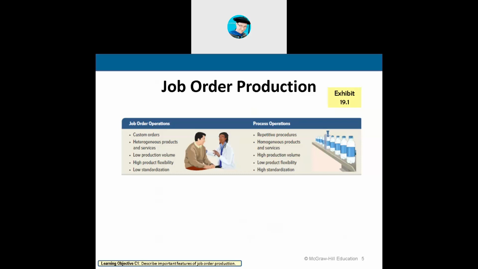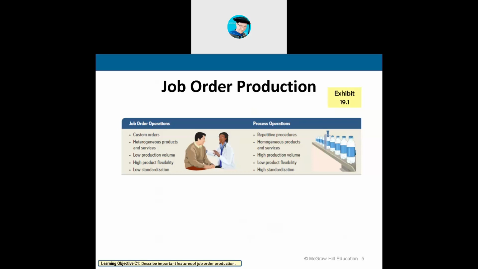Homogeneous products and services. A water bottle facility creates the water bottles, fills it with water, puts a label on it, and then a cap. It's just one product. It's a bottle of water. It's the same product. It's no difference. Homogeneous products and services. High production volume, thousands of water bottles a second. Think about that. That's high volume.